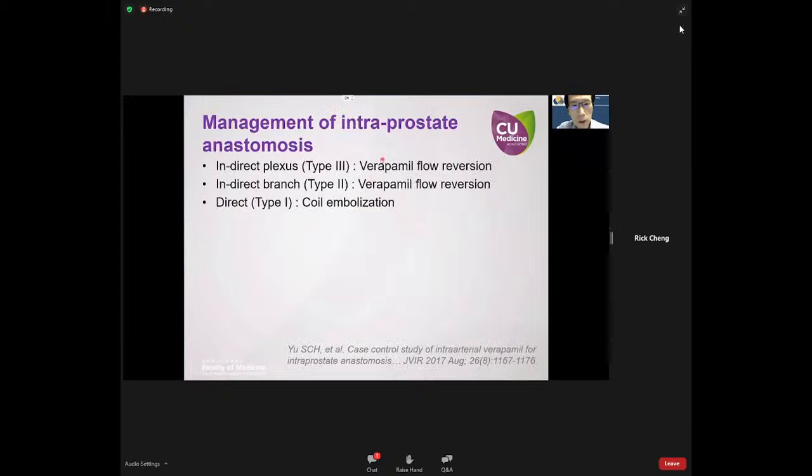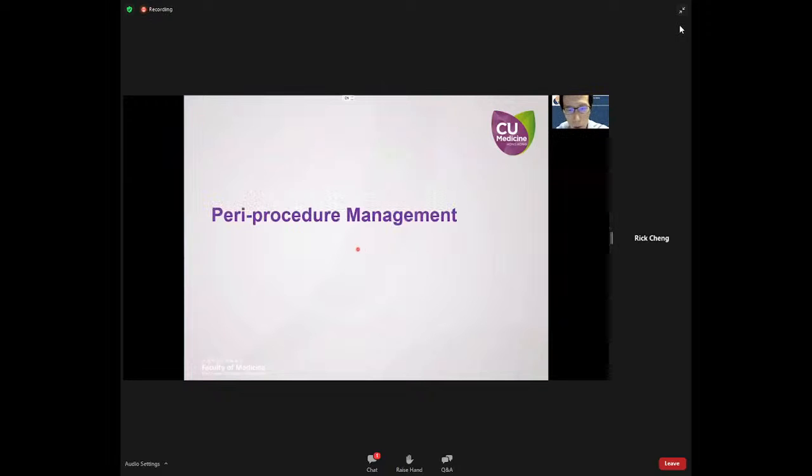So we compared using verapamil with a control without using verapamil. The use of it does not have any detrimental effect to reduce the effectiveness of the embolization. So the clinical outcome is not different from that without using verapamil.